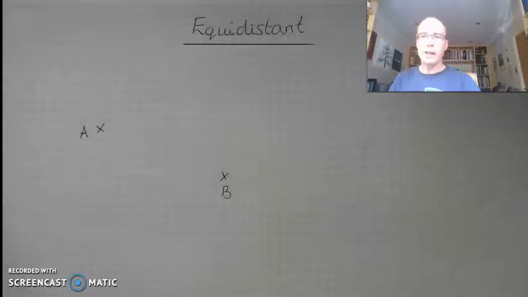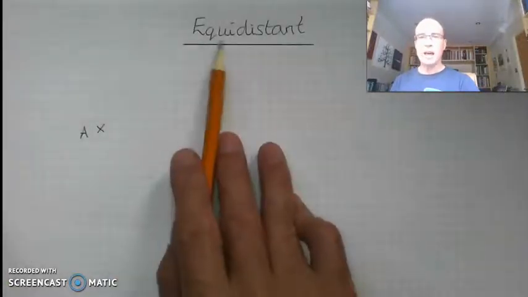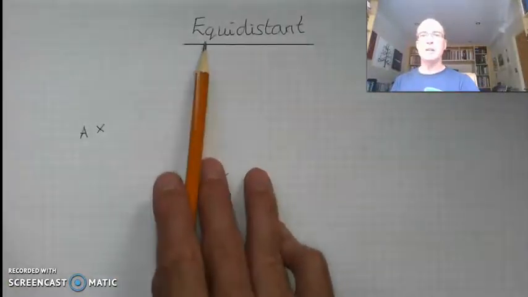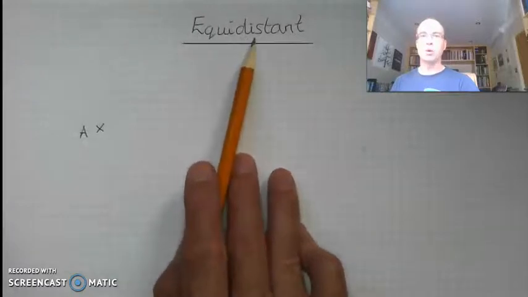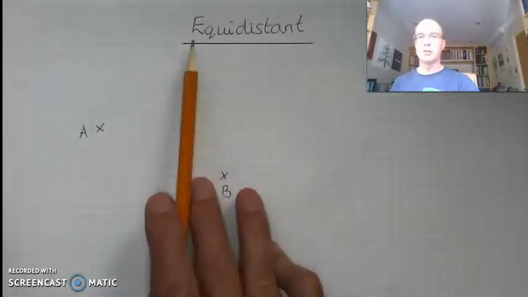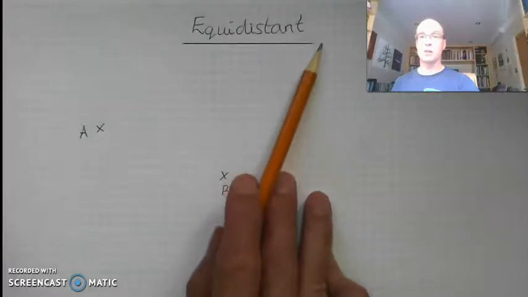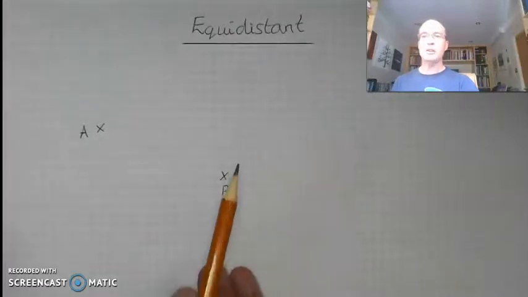Hello, in this video we're going to have a look at the loci of equidistant points. So, fancy title, equidistant, it means same distance. So equi for equal, distant for distance. So equidistant just means same distance. And there's a couple of options we need to look at.